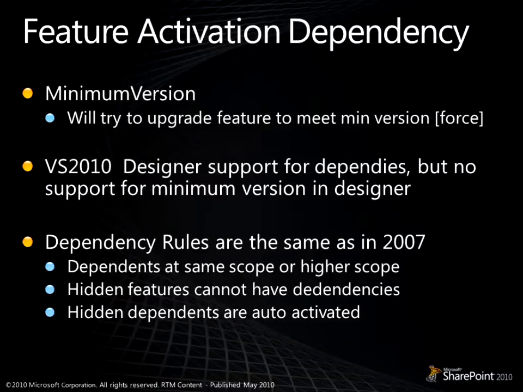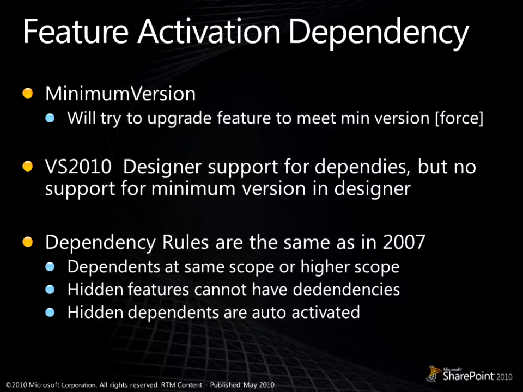Since we now have the versioning support for features, we also support defining the minimum dependent feature version for our feature activation dependencies. This means that you can define the minimum version of the dependent feature which has to be present before the particular feature can be activated.